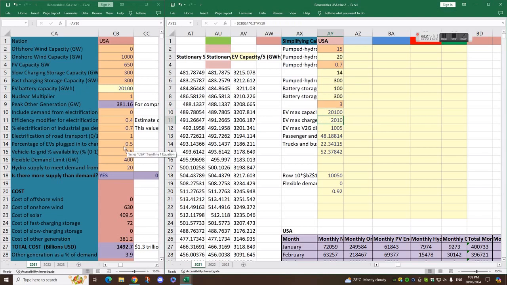The total charging capacity is calculated in this cell here. I'm saying that at any time 50% of the charging capacity of those vehicles will be plugged into the grid, available for charging. 50% of the vehicles will be plugged in, available for charging. And why 50%? Because I think chargers will become ubiquitous.